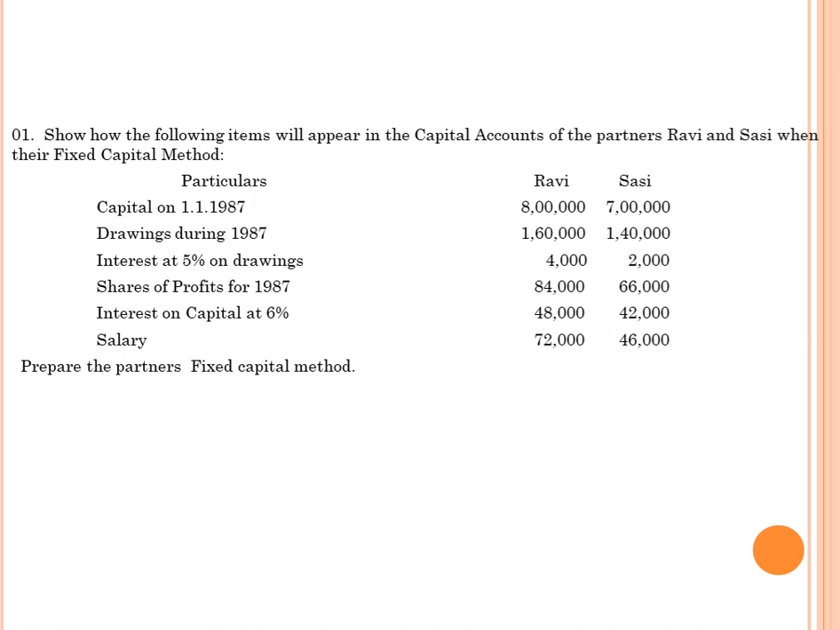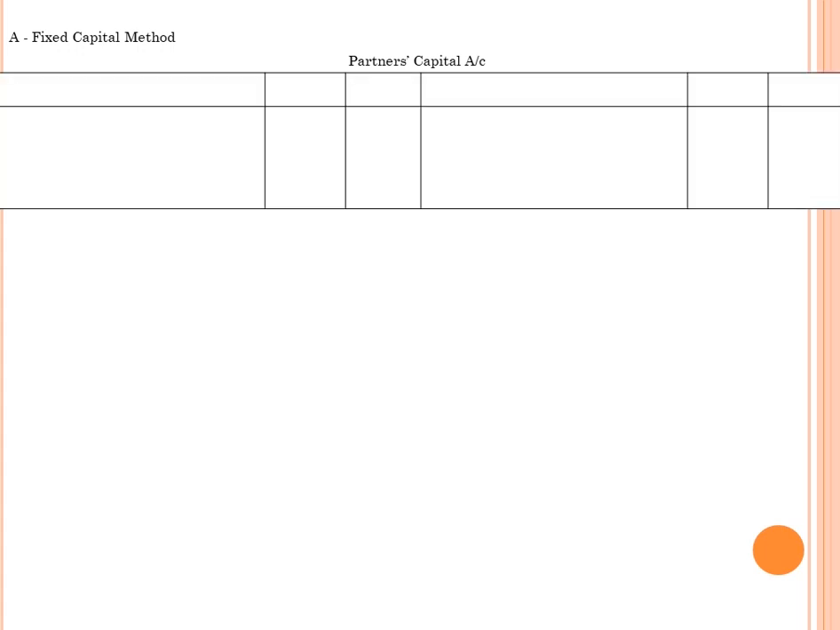Under the fixed capital method, there are two accounts we are going to maintain. The first one, partner's capital account. Here, divide into 6 columns: particulars, Ravi and Sasi on the debit side, and the credit side also particulars, Ravi and Sasi. We start with the credit side, by balance brought down, the opening capital. How much is given? 8 lakhs and 7 lakhs. There is no additional capital and no capital withdrawal in the middle. So the total is 8 lakhs and 7 lakhs.